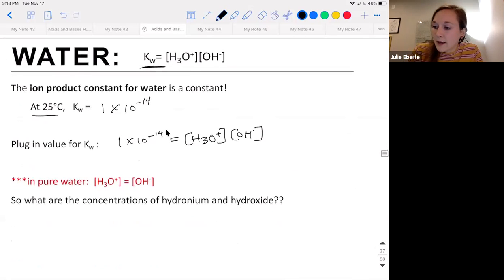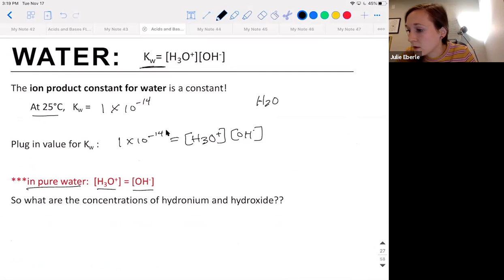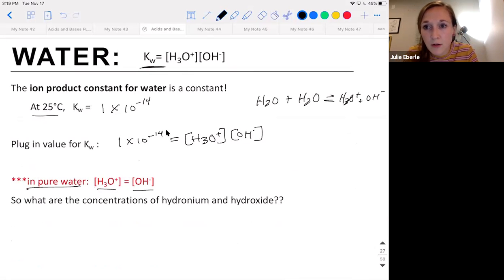Okay, going back to Kw, now that we have a value. In pure water, the concentration of H3O plus and OH minus are equal. If you're thinking back on what I just wrote, every time one water molecule trades a hydrogen ion to the other, you're going to make one of each. You can't make hydronium without also making hydroxide ion. So the concentrations are identical.